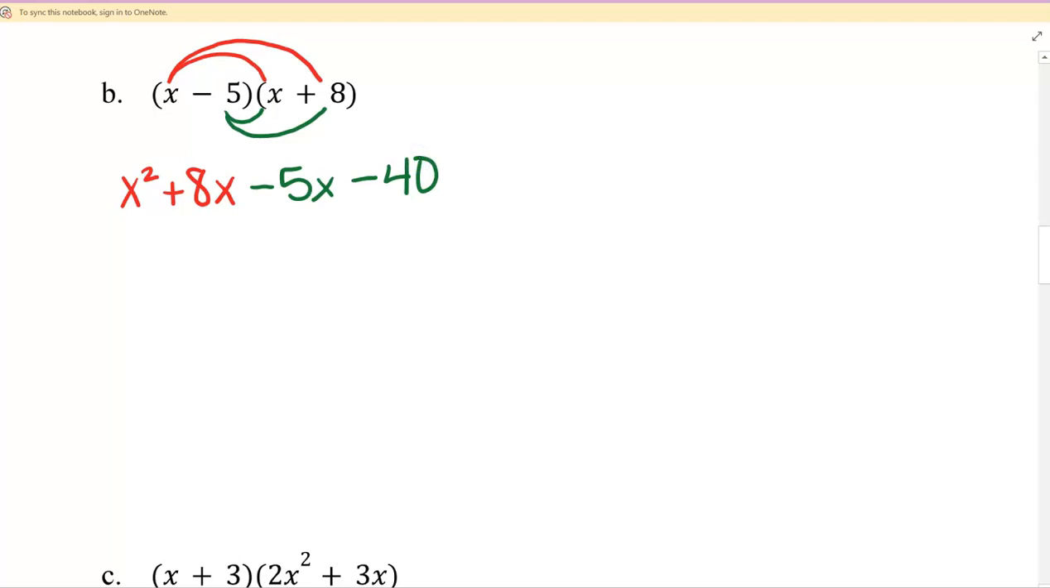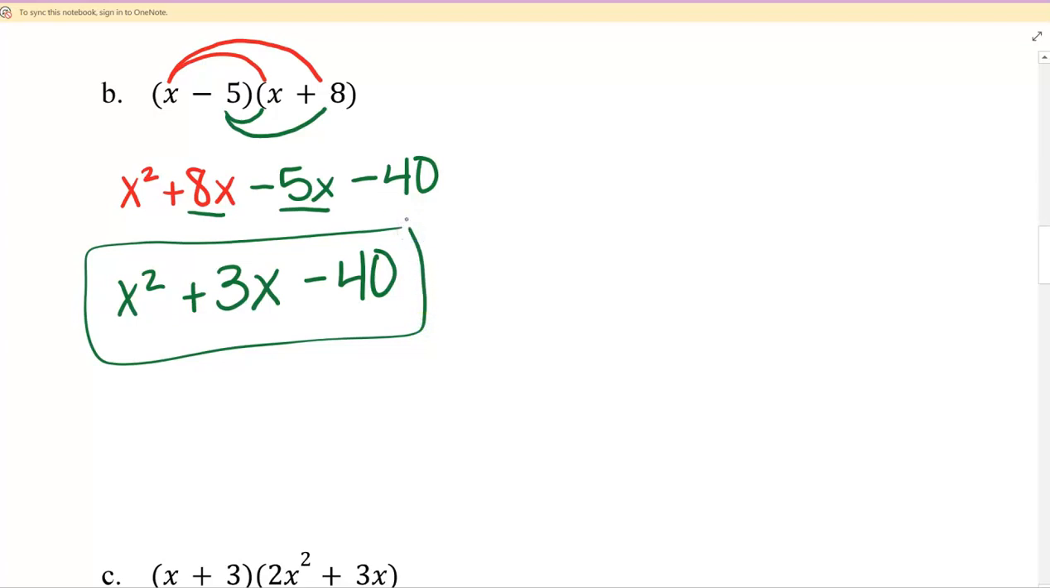Okay, last step before I'm done, check if we can combine anything, just like our adding and subtracting that we did in 2.2. So x squared, that doesn't have anything to combine with, but the 8x minus 5x, those both have just an x, so we can combine them. 8 minus 5 is 3, so I'm going to have plus 3x, and then minus 40. That also doesn't have anything to combine with. And that would be my answer.